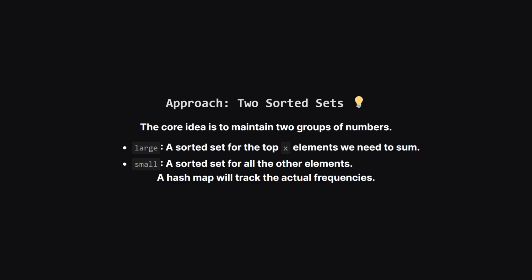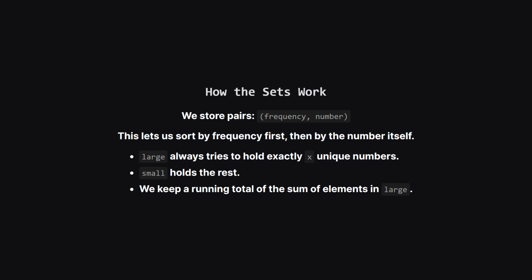We'll also use a simple hash map just to keep a running count of how many times we've seen each number. To make the sorting work with our tiebreaker rule, we won't just store the numbers in our sets, we'll store pairs, or tuples, containing the frequency and the number itself. This way, our sets will automatically sort first by frequency, and then, for ties, by the number. Our goal is to always keep the large set containing exactly x of these pairs, and our data structure will constantly maintain the total sum of the elements in this large set.